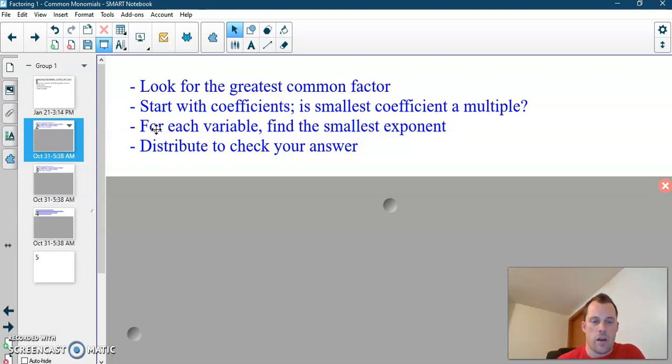And as always, we want to check our answers. So if you need to check, the opposite of factoring, as we said, is distributing. So you just distribute what you found and see if that gives you your original equation or expression.